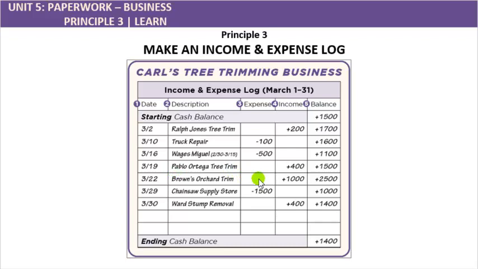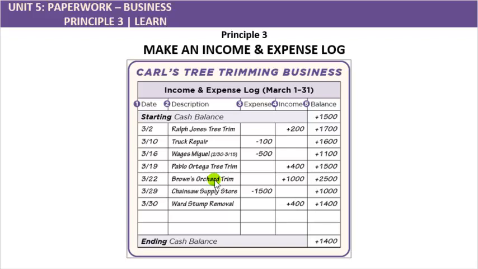On 22nd March, Carl started out with 1,500 in his cash balance, and then he worked out at Brown's Orchard for 12 hours. So before the day started, in Carl's cash balance, the business had 1,500. Then he went to Brown's Orchard. An orchard is like a garden or a place of vegetation, with trees. And then he went to trim a tree over there.